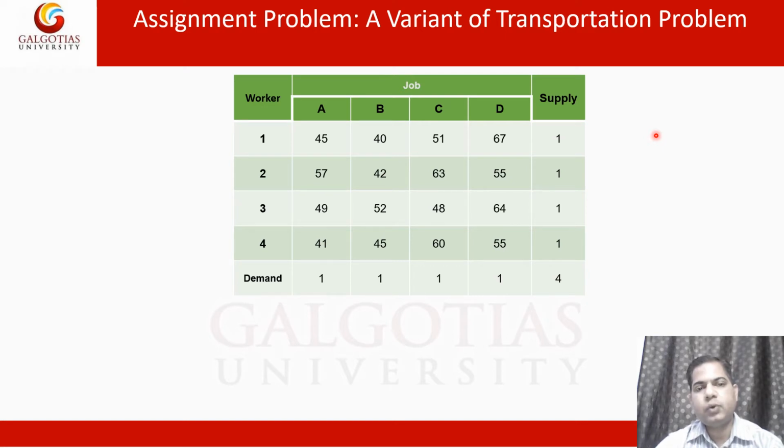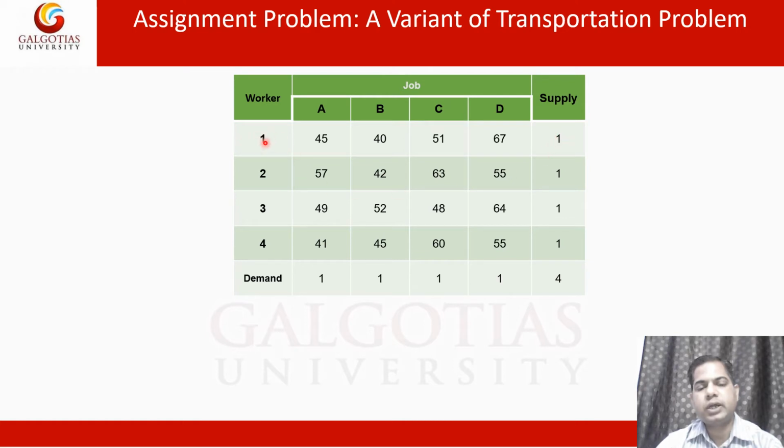So when we convert this assignment problem into a transportation problem, we have to see the supply and the demand. The demand of this particular job is only one worker. So the demand of this job is one, the demand of this job is one, the demand of this job is one, the demand of job D is one. Similarly, when we talk about the workers, the supply of this worker is only one job.